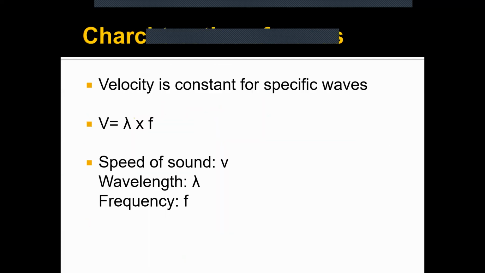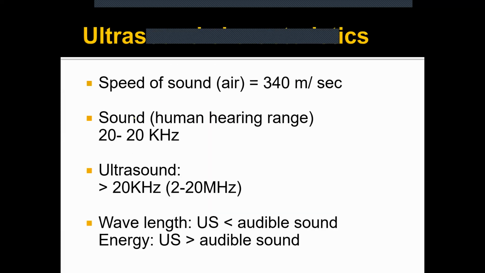And finally, we have velocity, which just tells you how quickly the wave travels. Now, sound in air travels at 340 meters a second. Humans can hear a range of 20 to 20,000 hertz, or 20 hertz to 20 kilohertz. What that means is ultrasound is just above that range. If you go above 20 kilohertz, then it's ultrasound.